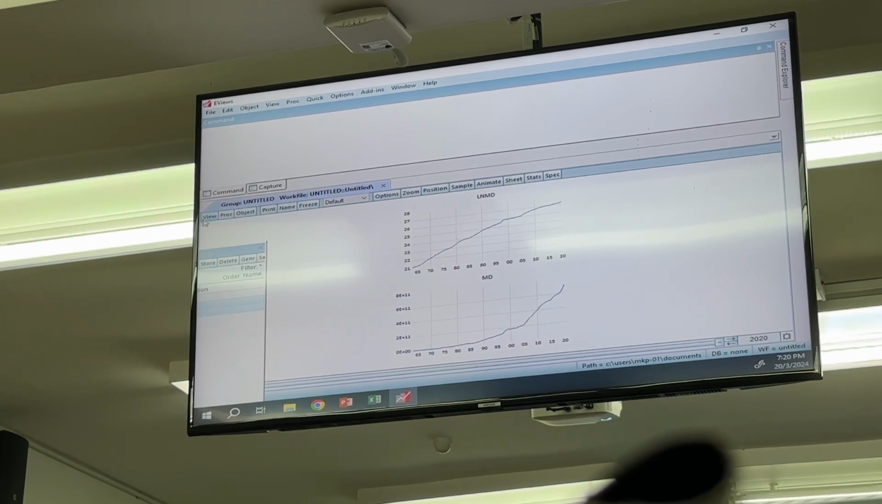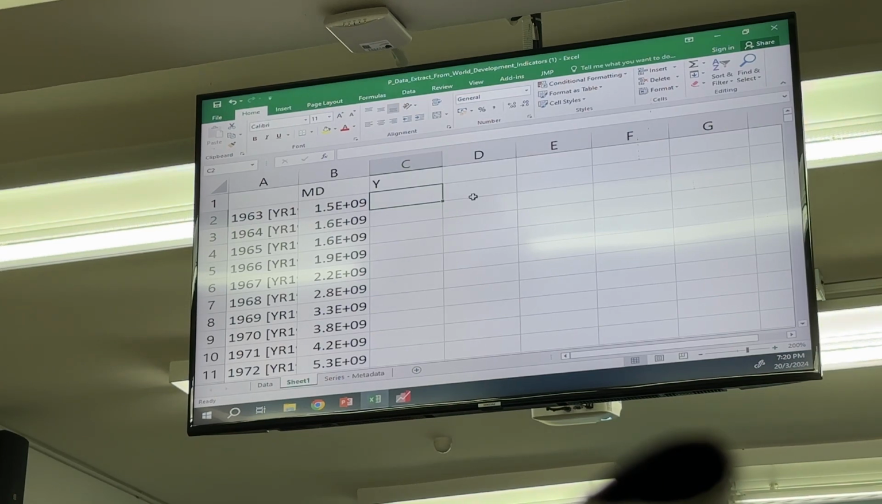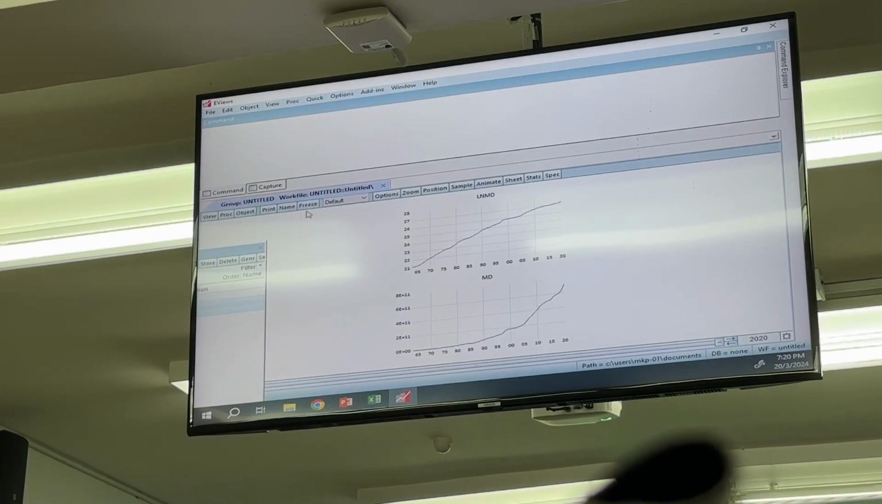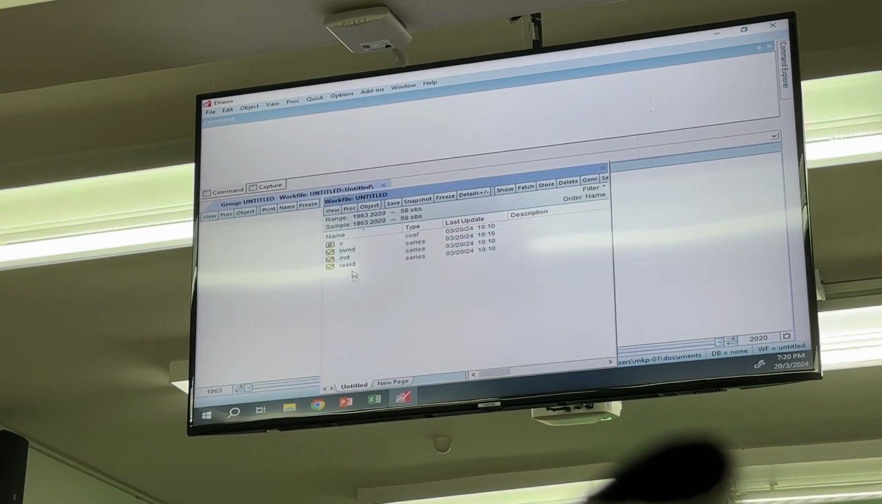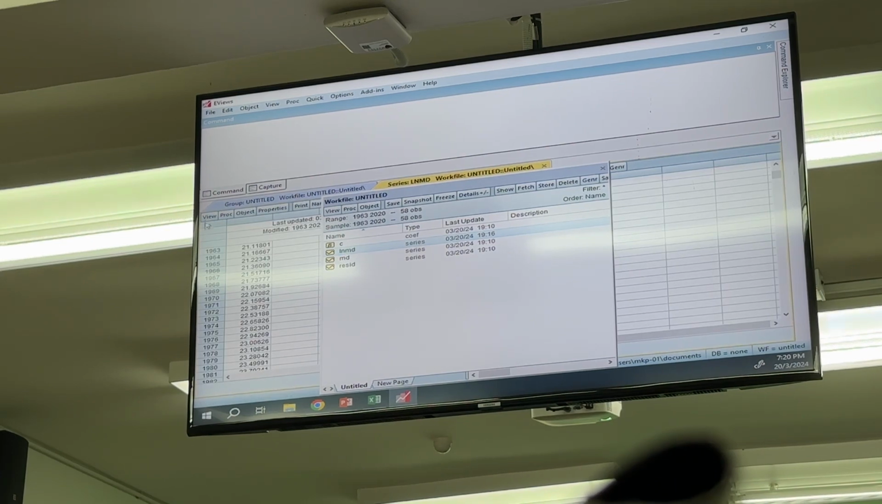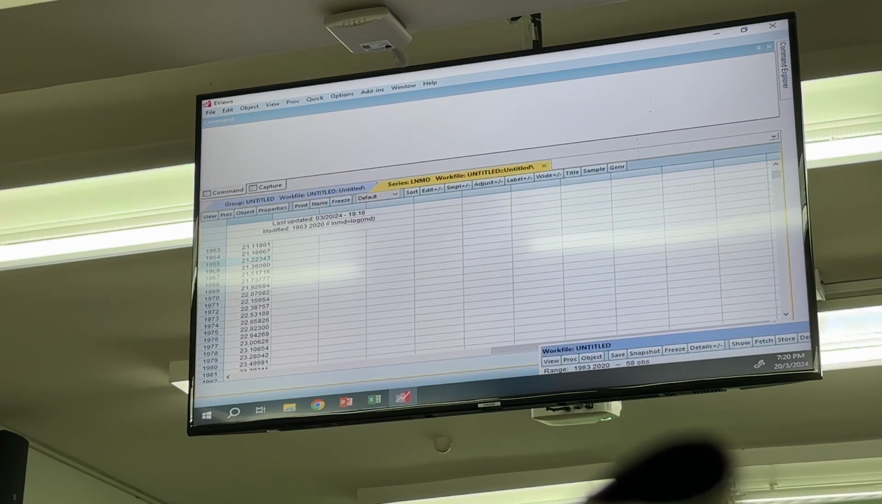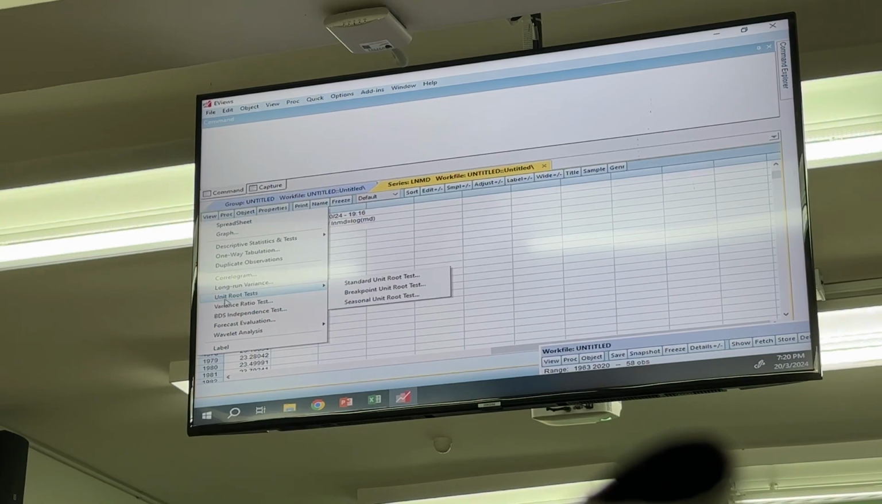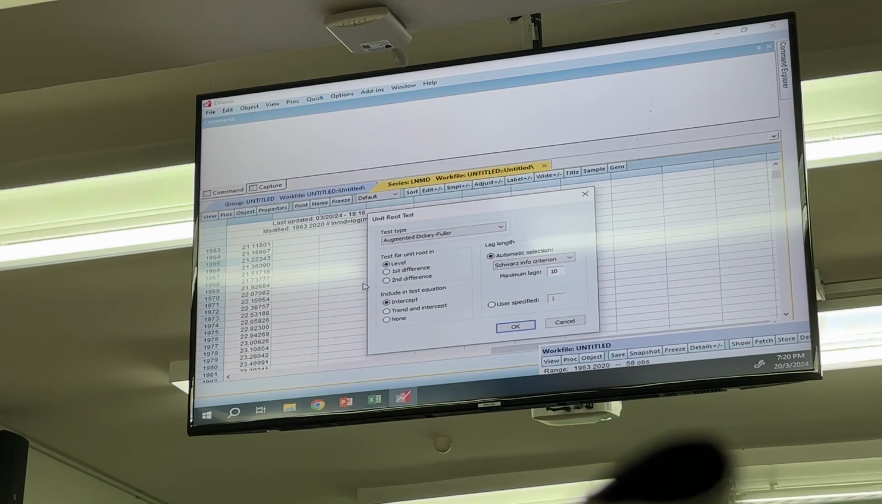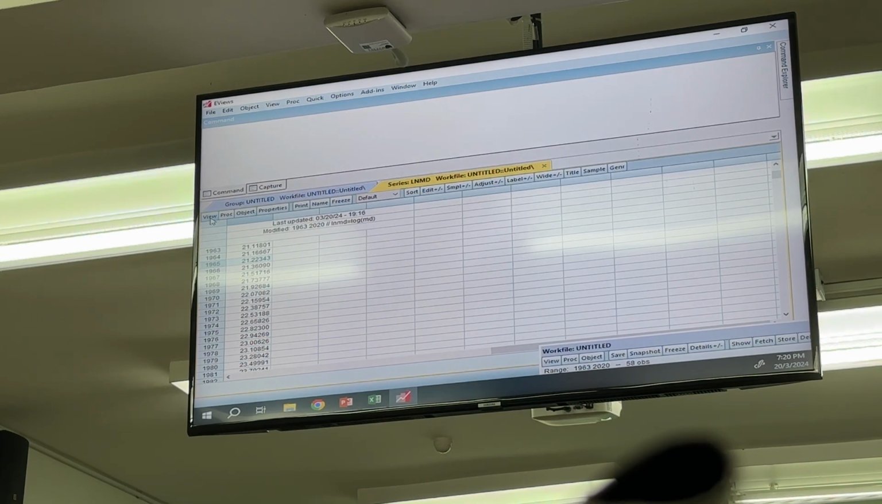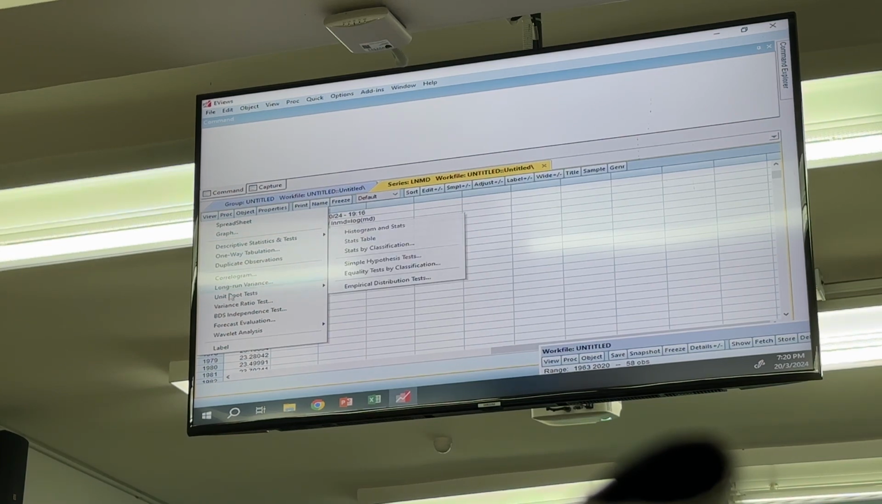So before I test it, maybe I'll show you how to run the unit root test first. The concept is money demand, LNMD. You click on the LNMD series, then go to View, then choose option number 8, Unit Root Test, and click on the standard unit root test.